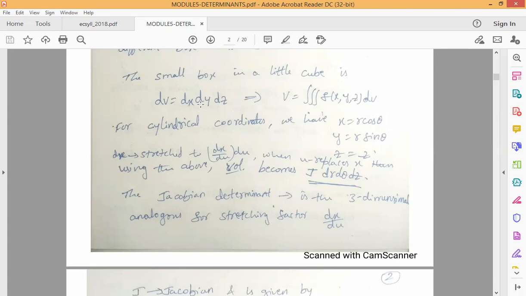So now when this dx is stretched to the point dx by du into du, then this u is going to replace the x using the volume equation, which will result in the value J dr d theta dz. So this J is called the Jacobian determinant. Here we may be asked to calculate this Jacobian determinant, which is a three-dimensional analogue of the stretching factor dx by du.